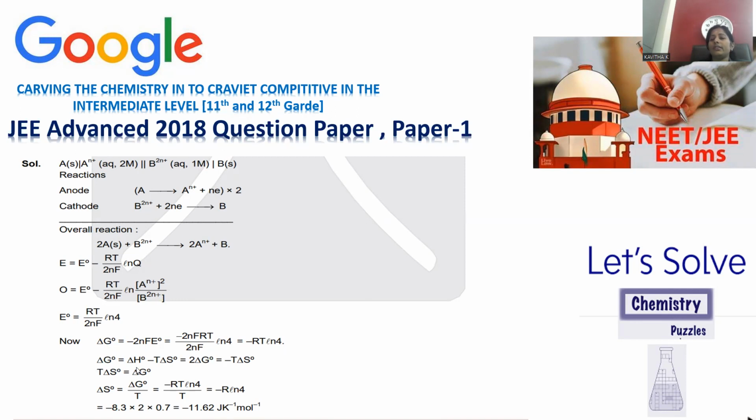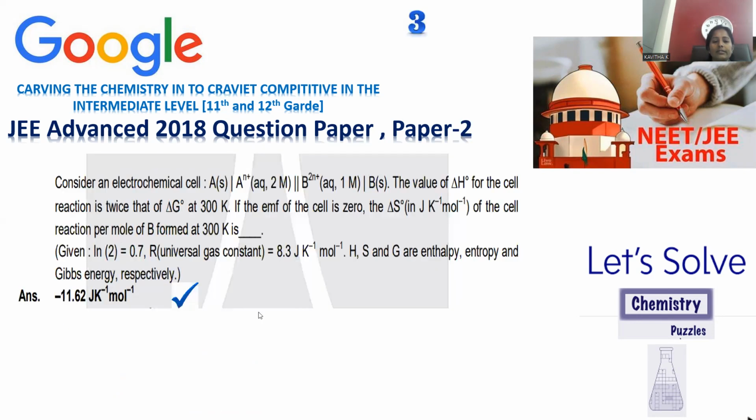And we already know, according to the laws of thermodynamics, that delta G naught is equal to delta H minus T delta S. This is the standard equation: Gibbs free energy is equal to change in enthalpy minus temperature times change in entropy. Delta H minus T delta S, this is the known formula. Let's substitute here. Here, for delta H naught, what they said within the question is that the value of delta H naught for the cell is twice that of delta G naught.